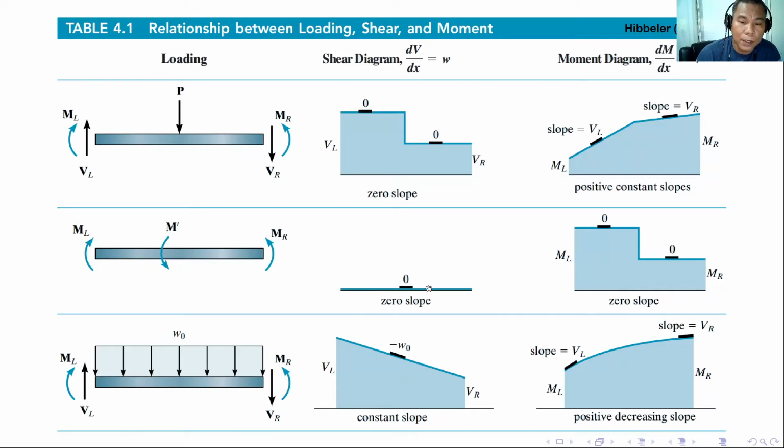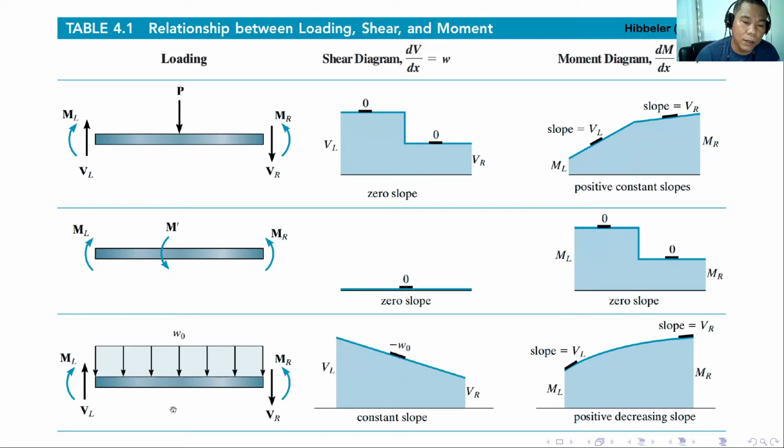So the slope is 0, and then there is a sudden upward moment ML. This is ML, and since there is no shear here, the slope is also equal to 0. ML is constant, and then there is a sudden downward value of M prime, with a 0 slope, and then there is the sudden downward value of MR, which is equal to this one.